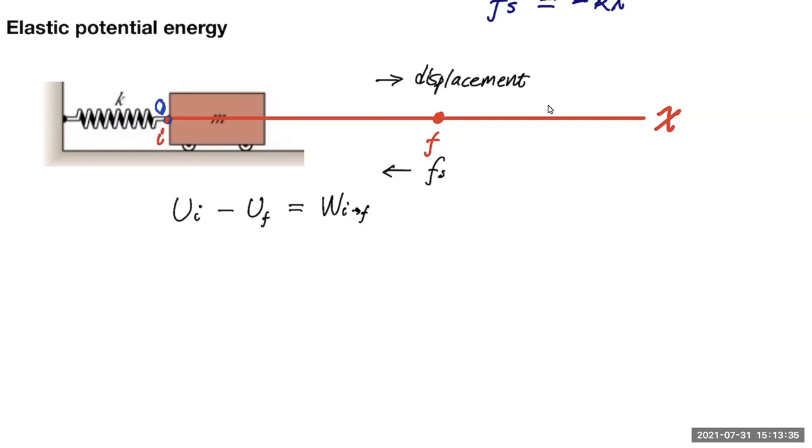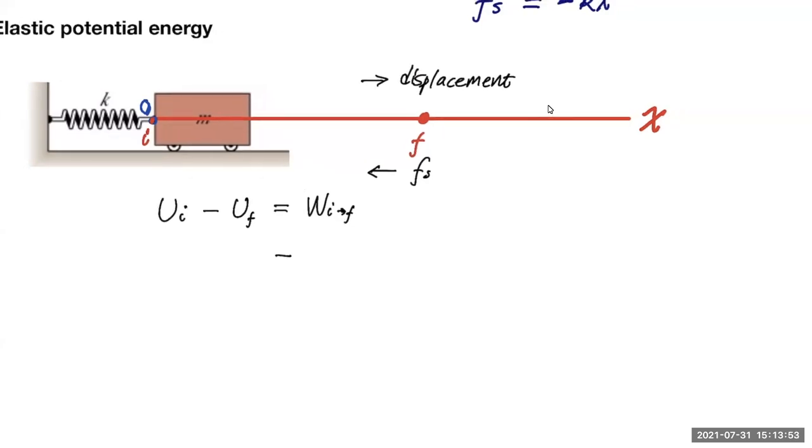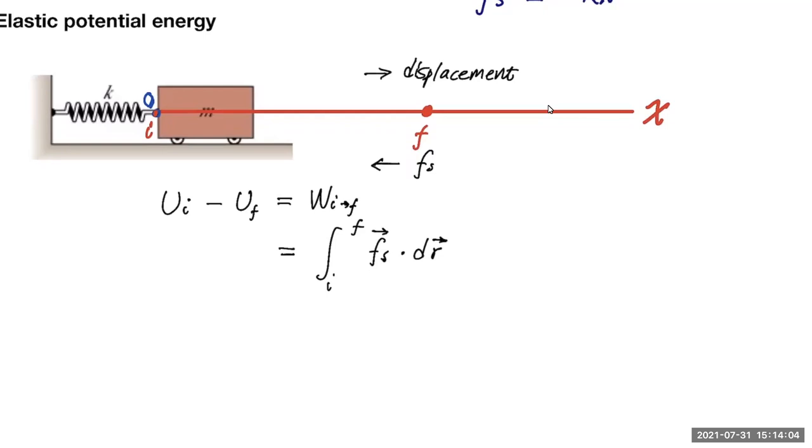Therefore, the work done by the spring is negative, which means U final will be greater than U initial because the work done, W initial to final, is negative. Okay, but how much is it negative? Well, we'll have to figure out the actual expression for the work. So let's do that. The work done from initial to final, Fs, it's a vector, Fs dot dr. Dr is actually dx in this case.